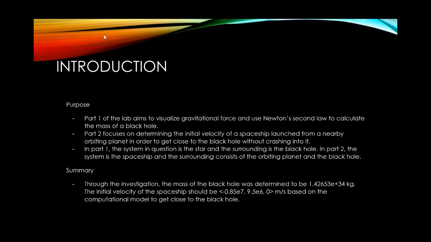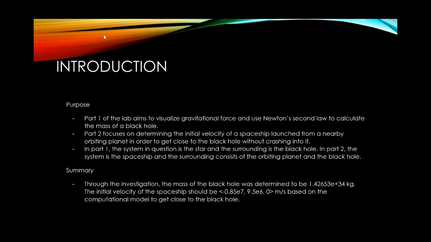The second part focuses on determining the initial velocity of a spaceship launched from a nearby orbiting planet in order to get close to the black hole without crashing into it. In part two, the system in question is a spaceship, and since the orbiting planet and the black hole both exert a gravitational force on the spaceship, they make up the surroundings.